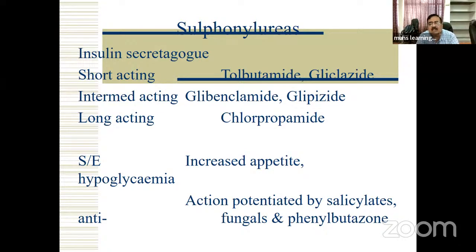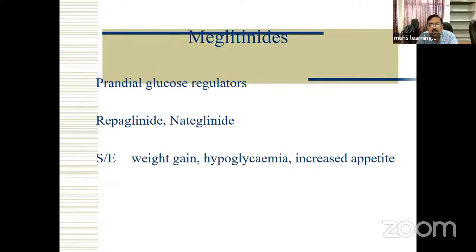What is there? The problem of side effects: they cause increased appetite, they increase hypoglycemia, and some of them are potentiated by salicylates, antifungals, and phenylbutazone. These are the ones we should be particularly careful about. And if a patient is on any of them, the drug modification has to be done. Meglitinides, repaglinide and nateglinide, control postprandial glucose. And what is the problem? They cause hypoglycemia, they cause increased appetite, and subsequently weight gain.